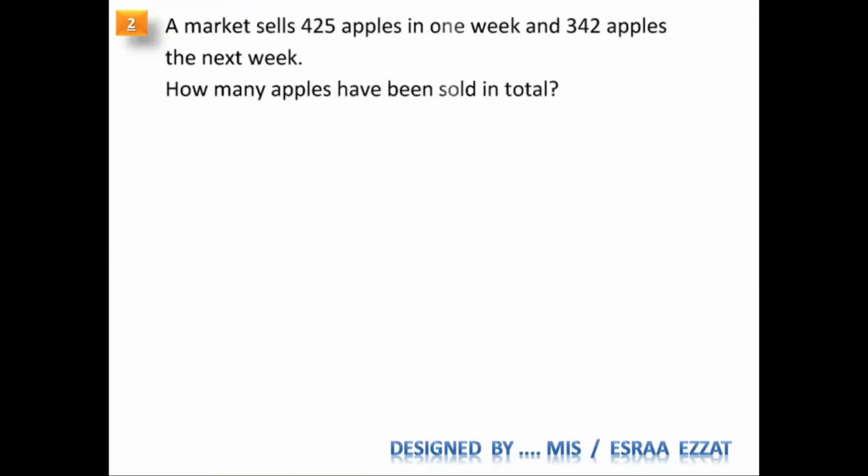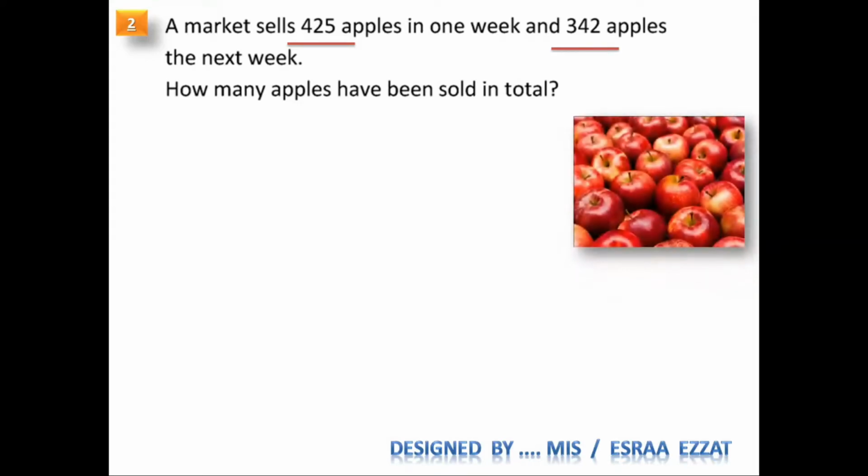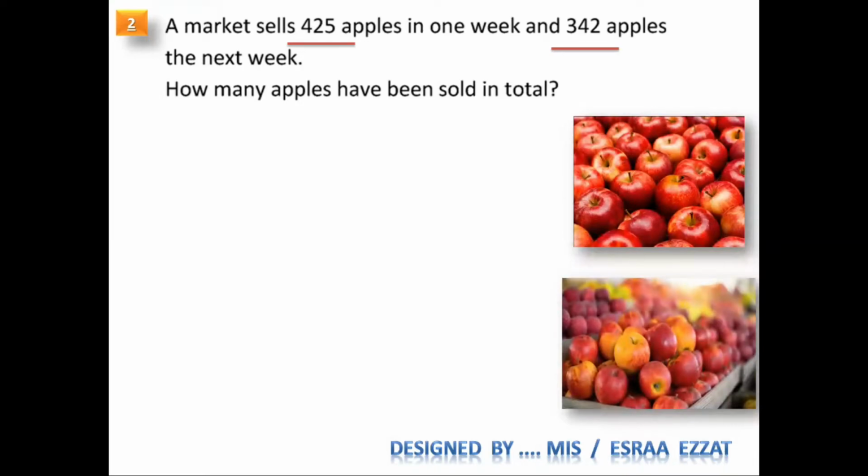Let's take another one. A market sells 425 apples in 1 week and 342 apples the next week. How many apples have been sold in total? Do you notice any keyword here? Yes, we find here in our problem the keyword in total that tells us that we will use addition in this problem. So here we are going to add these two numbers, 425 and 342. As usual, we start by writing the place value names, as you can see right here, ones, tens, hundreds. And then we will line up numbers to be added with digits of the same place value exactly above each other.